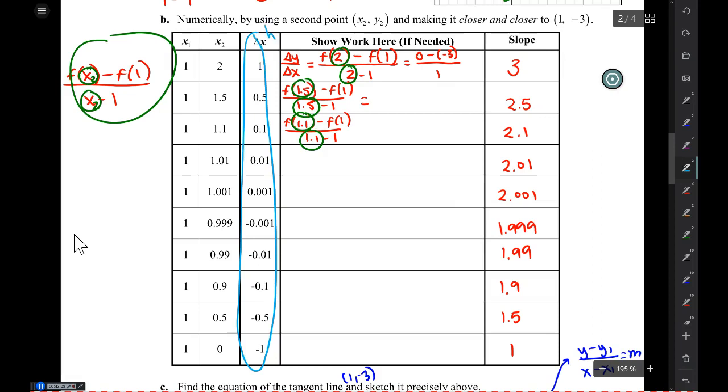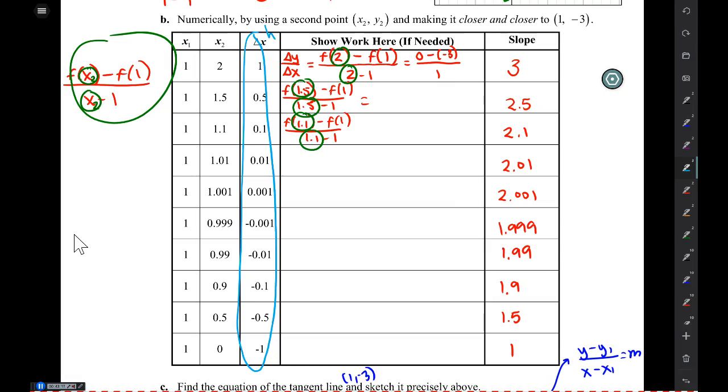These are your h values. This is how far away you are from that stationary point, whether you're on the right side of it or on the left side of it. So if your second point is at 2, that means you've gone 1 more away from 1, so your h value is 1. It's really just the subtraction of x2 and x1.